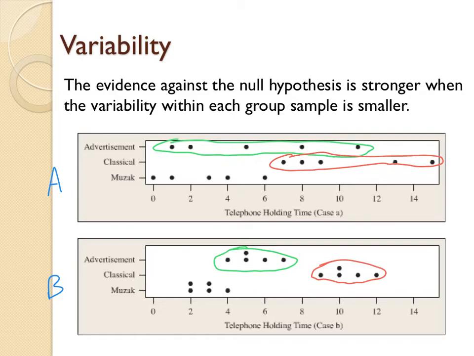And finally, the same thing's happening here. People listening to music spread out from 0 to 6 minutes in this example, all clustered between 2 and 4 minutes in this example.